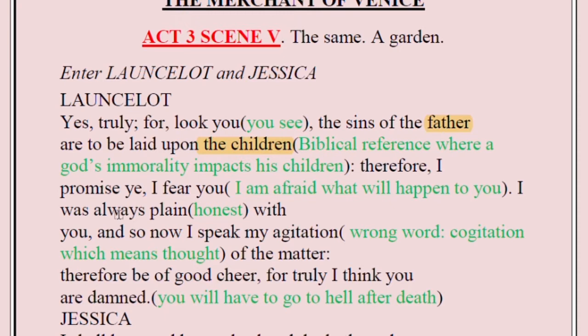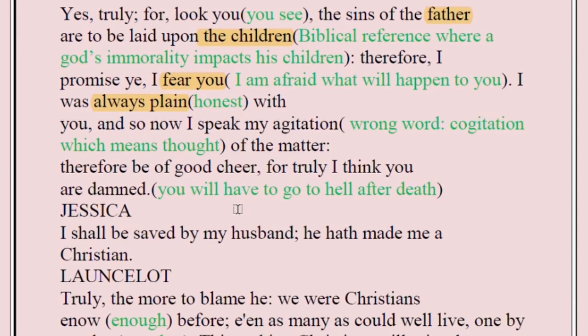"Therefore, I promise ye, I fear you." Fear you means I am very afraid. "I have always been plain with you," I have always been honest with you. "So now I speak my agitation." Agitation is not the perfect word; he wanted to say cogitation. Cogitation means that I have always spoken whatever I thought. Whatever I was thinking, I was plain and direct with you, whatever I wanted to say. "And therefore be of good cheer, for truly I think you are damned."